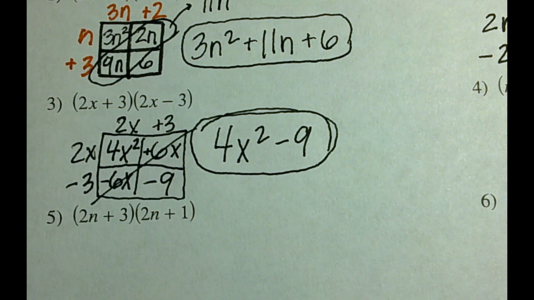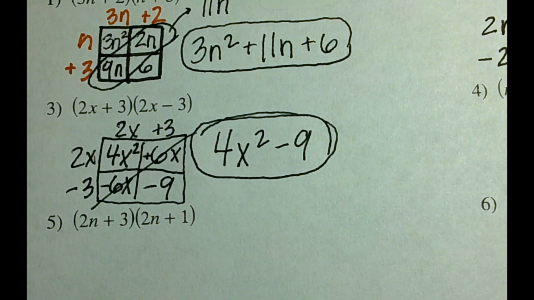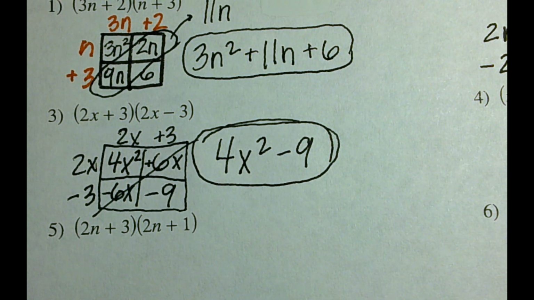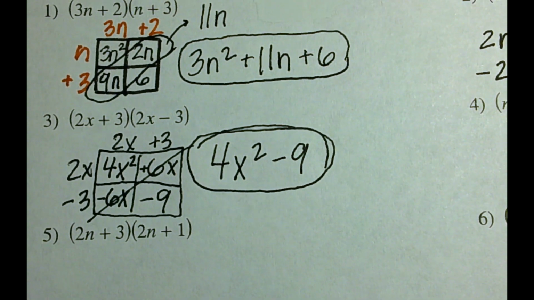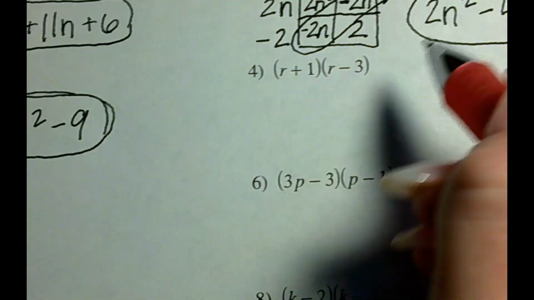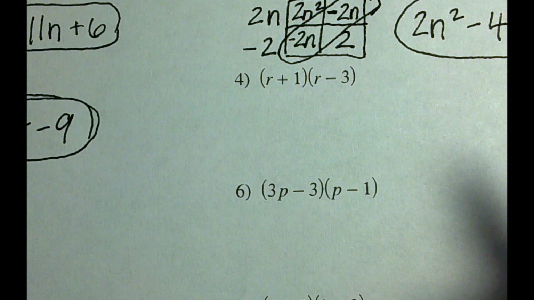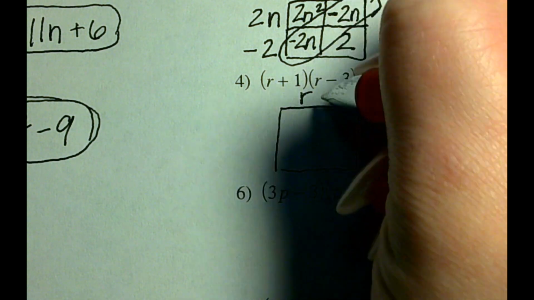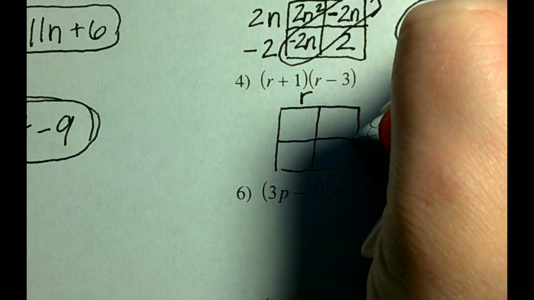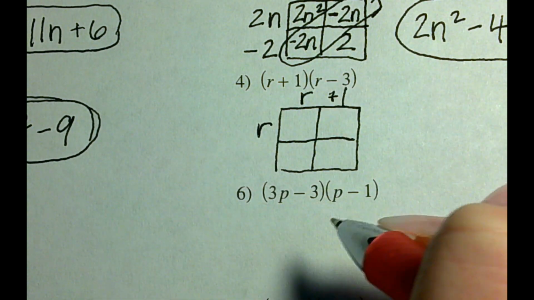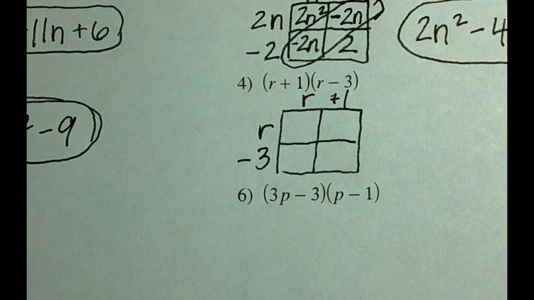All right, any questions about number 3? Number 4? Okay, we'll do this last one together. So I have R at the top of the box, and the 1. Then the R on the side and then -3.